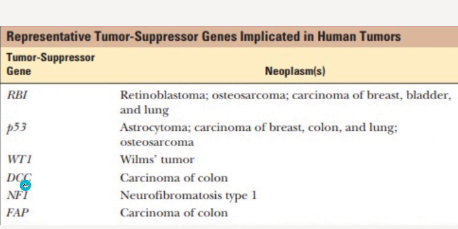So here I have listed a few tumor suppressor genes, and due to the inactivation of these tumor suppressor genes, this type of cancer situation mainly arises in the human body. Out of these, the p53 gene is the most important one and the most common example we mainly take for a tumor suppressor gene.